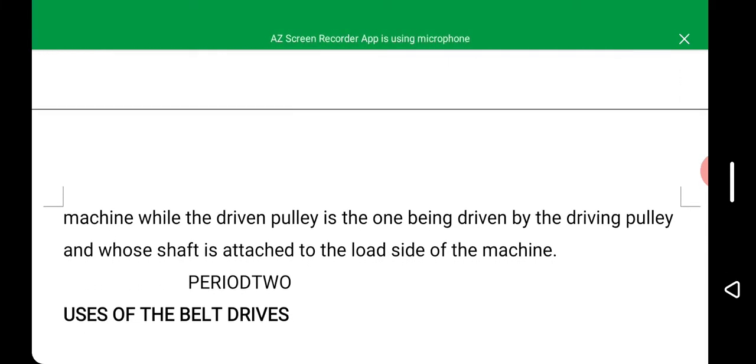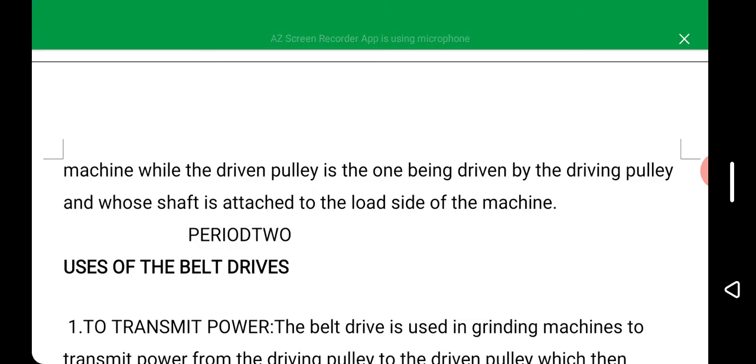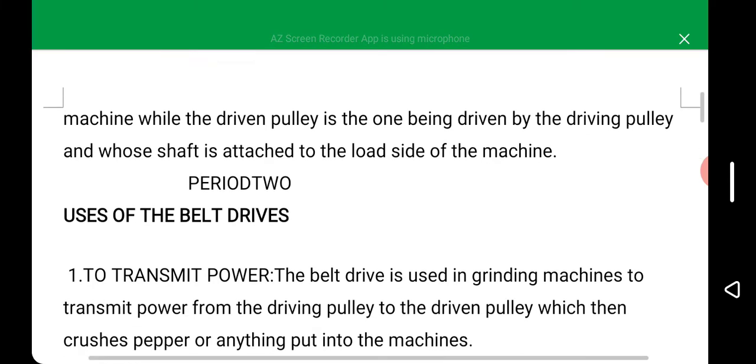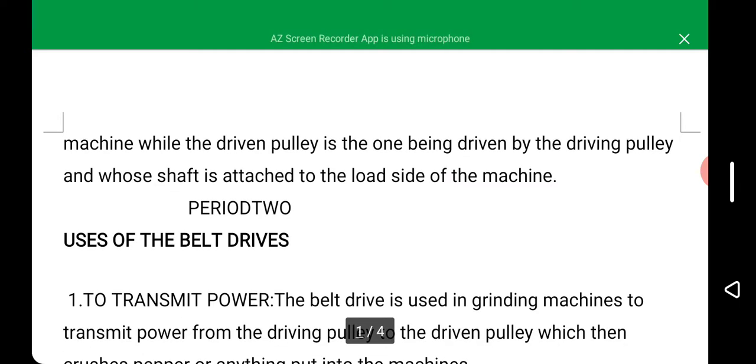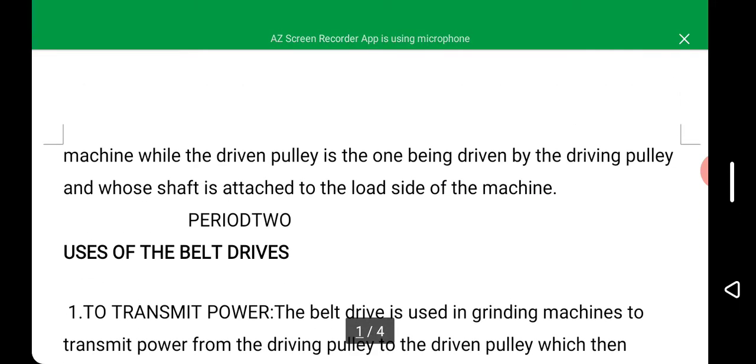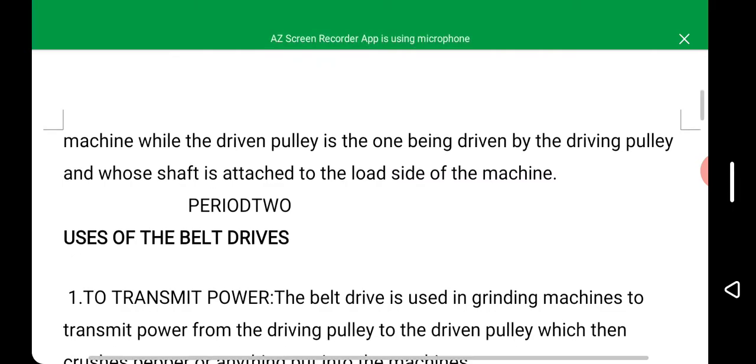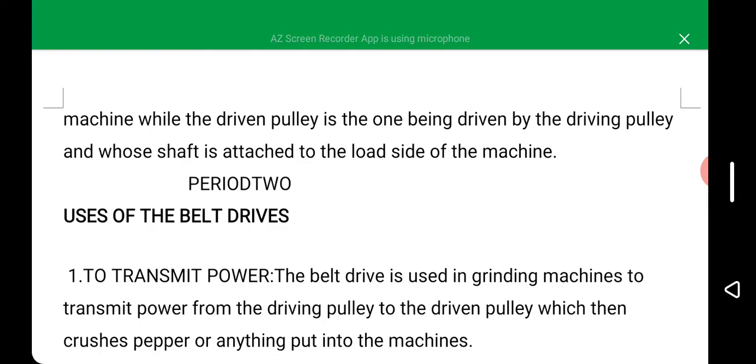While the driven pulley is the one that is usually driven by the driver pulley. It is the driver pulley that will drive the driven pulley, whose shaft is attached to the load side of the machine. Like we said last week when we were explaining gears, we made mention of driver gears and driven gears. It is the driver gear that drives the driven gear. That is what happens here too. Under this one, it is the driver pulley that will drive the driven pulley.